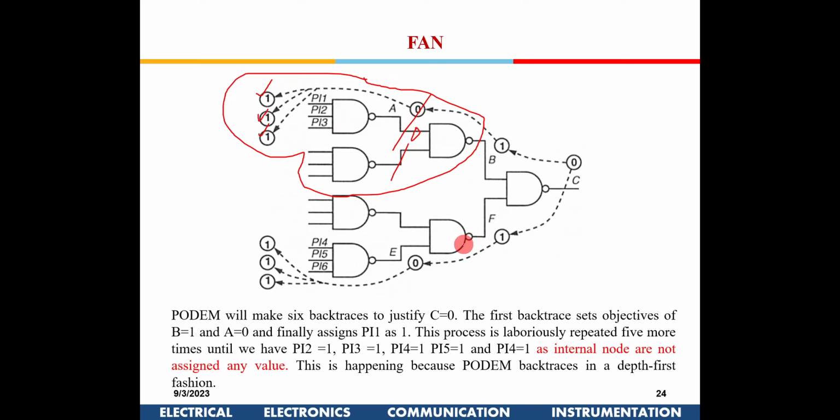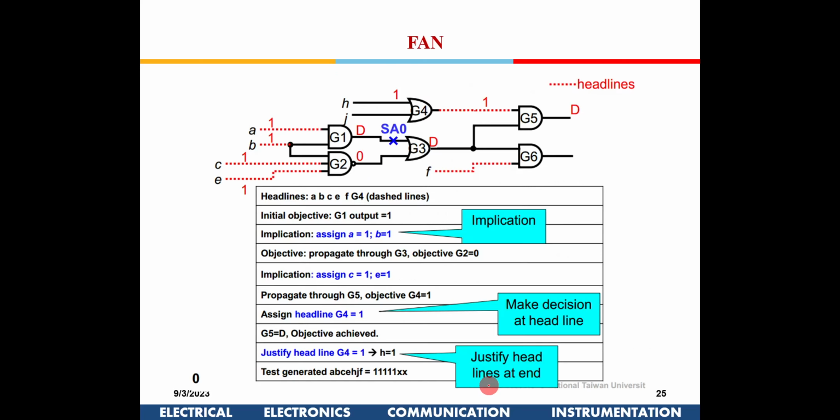Okay, so that is why the concept of headline is important, because these particular inputs can affect only this node, correct? So initially itself I can pre-assign the value. If I want a 0 here, this is the particular test vector. If I want a 1 here, this is the set of test vector. So that saves a lot of time. That is the small modification with respect to PODEM, right?